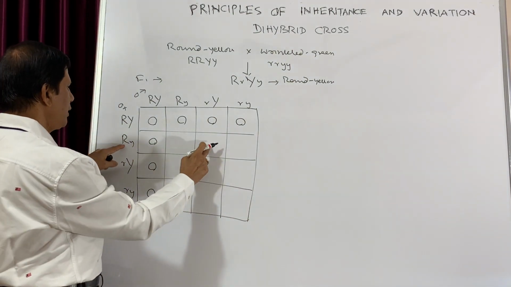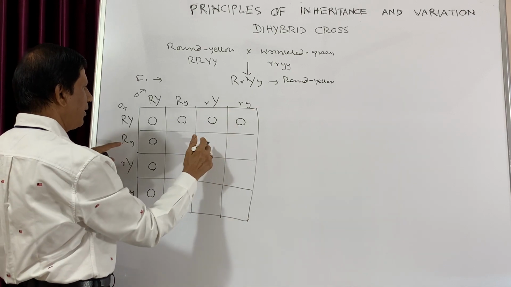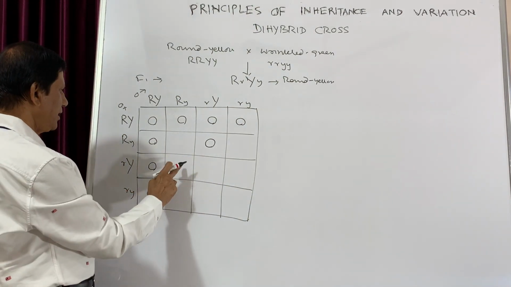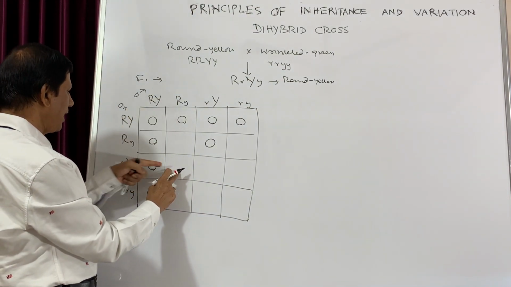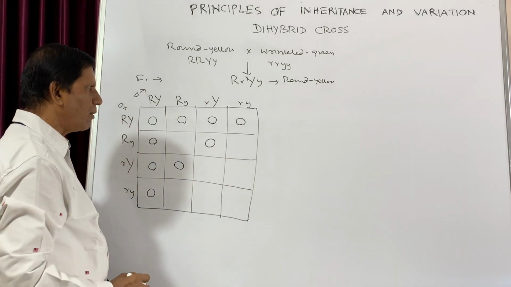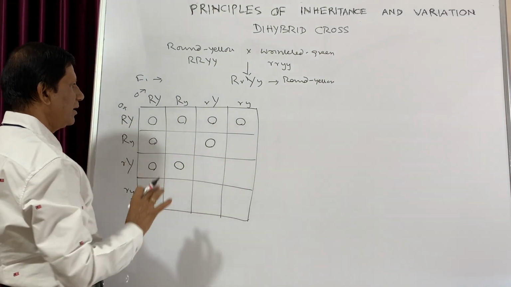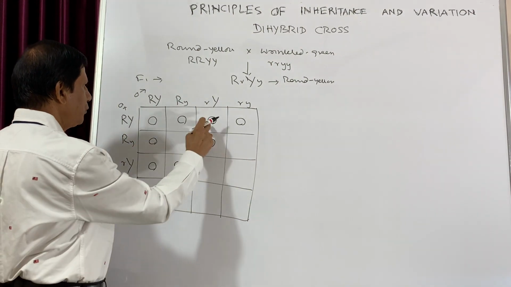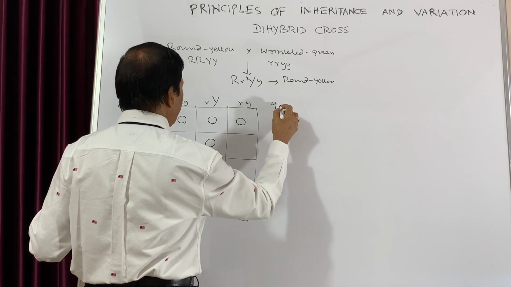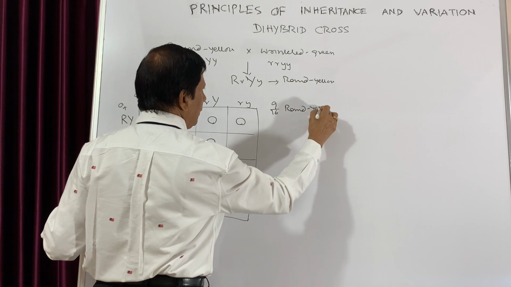Then you see another place, this one. It will come from the female side capital R, from the male side capital Y. So this will be round with yellow seeds. And another place you see this one. From the male side capital R, from the female side capital Y. So this will also be round with yellow seeds. Now you see how many of these are round with yellow seeds. 1, 2, 3, 4, 5, 6, 7, 8, 9. That means 9 by 16 are round with yellow seeds.